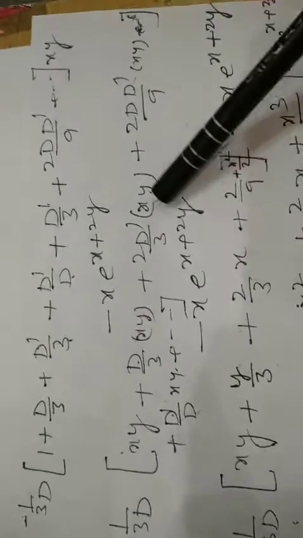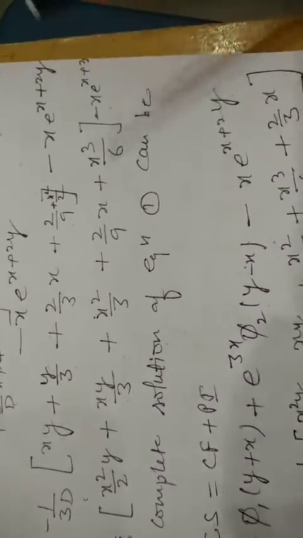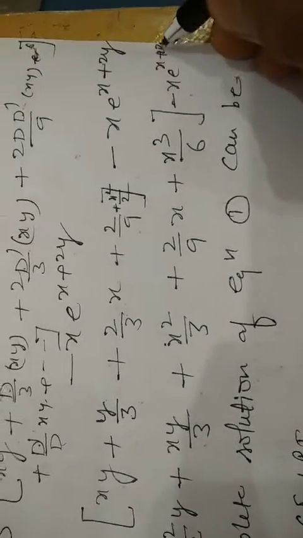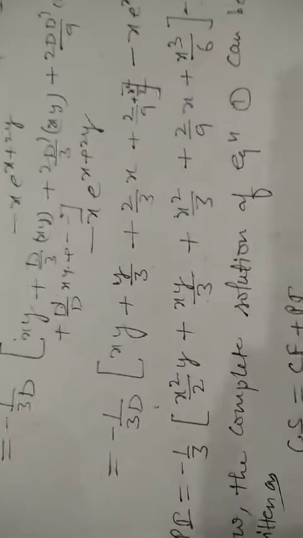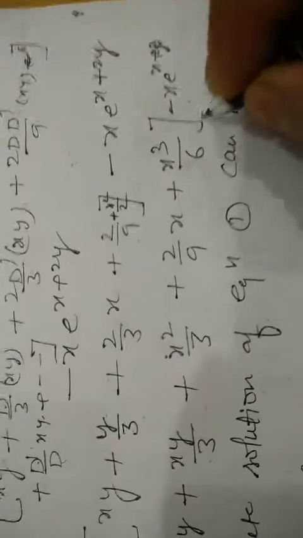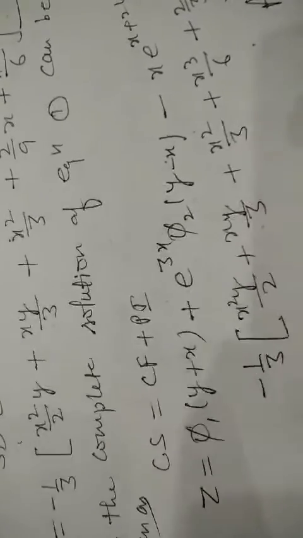So after simplifying all these steps, we will obtain such and such particular integral which is given here. This should be 2y. Okay, so combining these together, I think this equation should be third and fourth. This should be fifth equation. So this is the complete solution of the given problem.